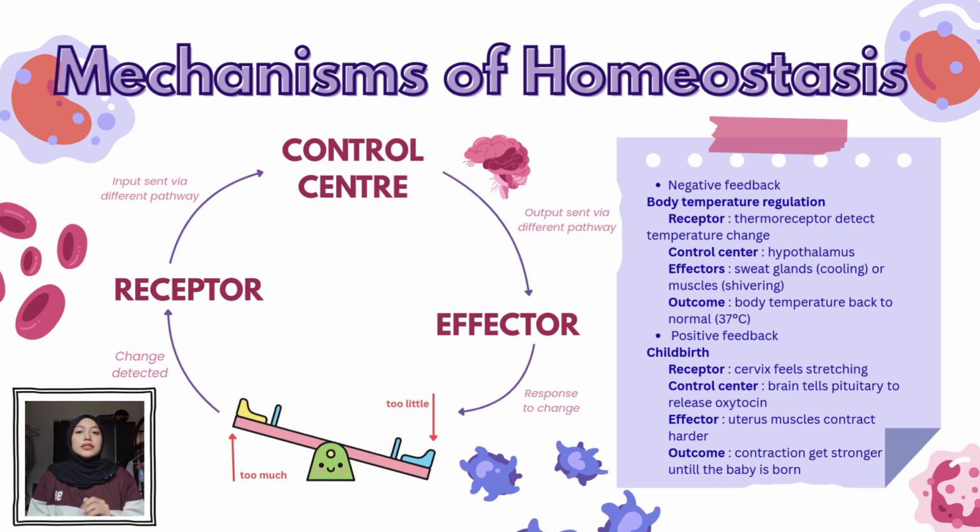The brain receives the signal, compares it with the normal range, and decides what response is necessary to bring the body back to normal. Then we have the effector, which is the part of the body that carries out the actions. Most homeostasis processes work through negative feedback. Negative feedback means reversing the change to return the body back to normal.